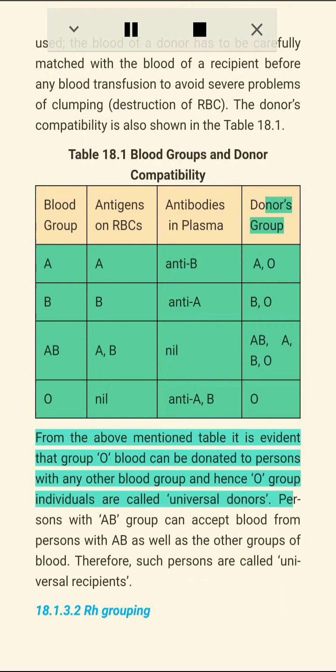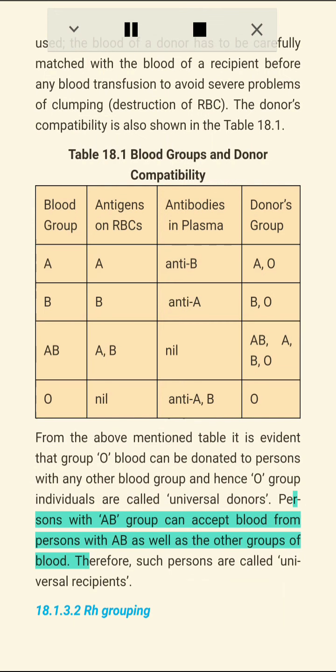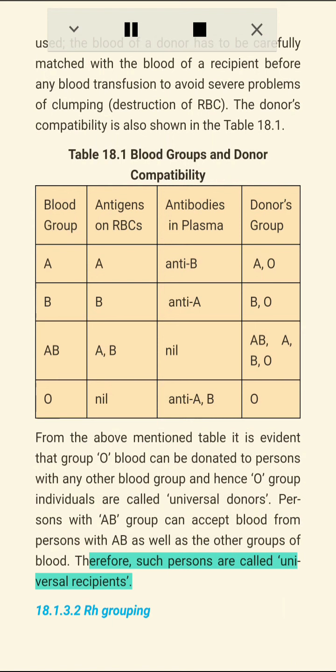Blood group, antigens on RBCs, antibodies in plasma, donors group. From the above mentioned table it is evident that group O blood can be donated to persons with any other blood group, and hence, O group individuals are called universal donors. Persons with AB group can accept blood from persons with AB as well as the other groups of blood. Therefore, such persons are called universal recipients.